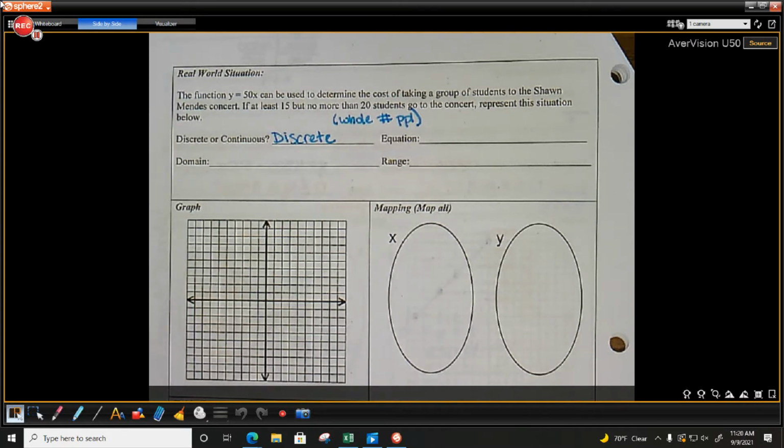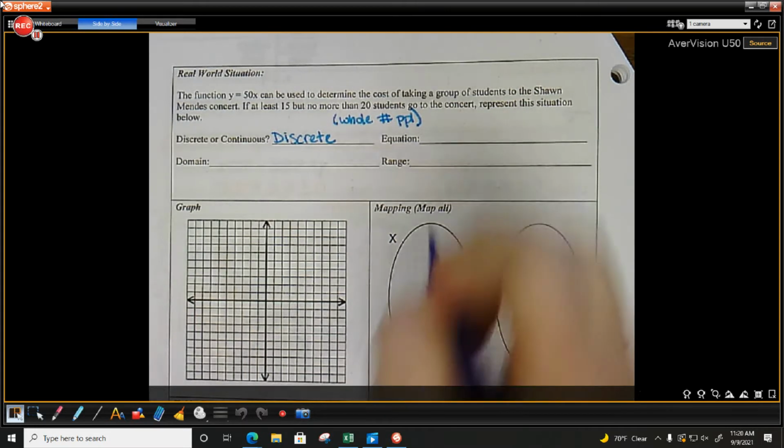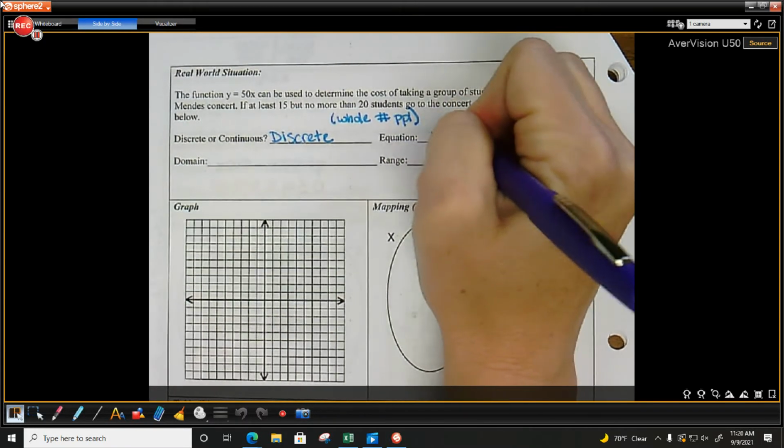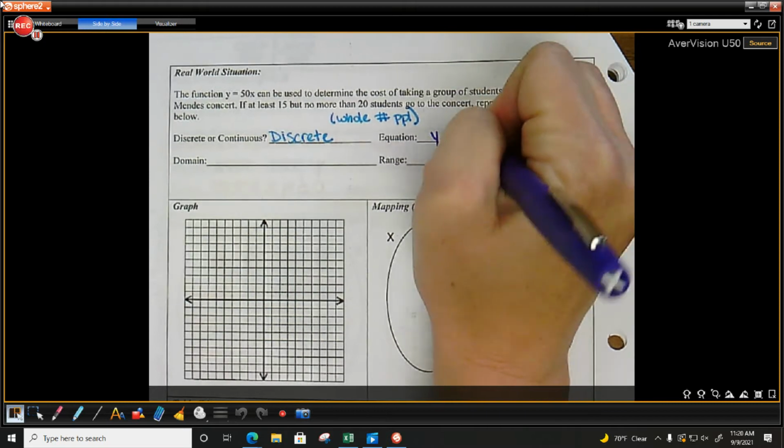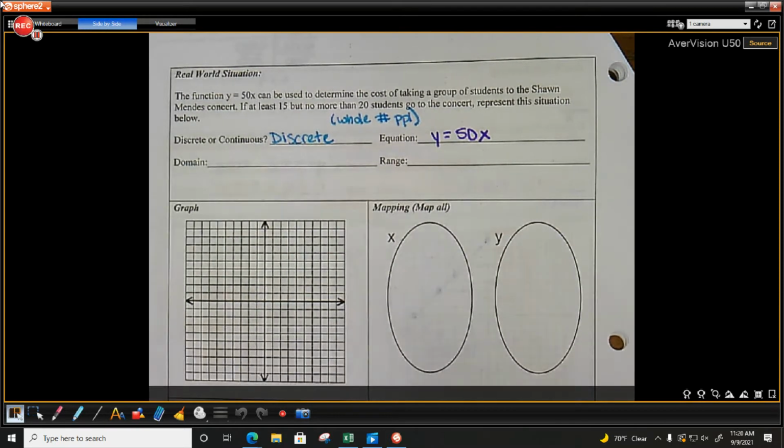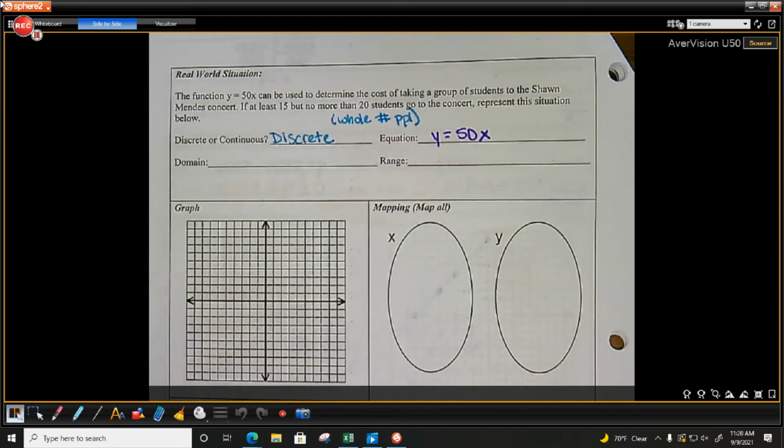Okay. We don't even have to write the equation because it already gave us the equation. What's the equation they give us? Y equals 50x. Okay, so now we need to determine, is my people my x or is my people my y? Is my total cost my x or is total cost my y?